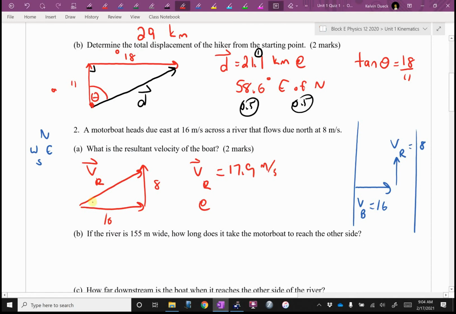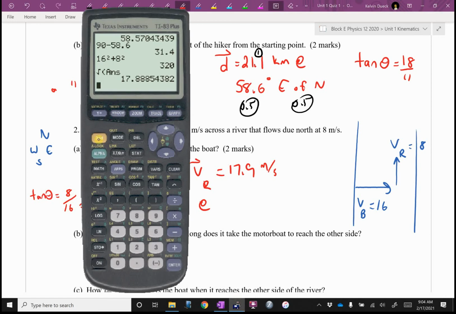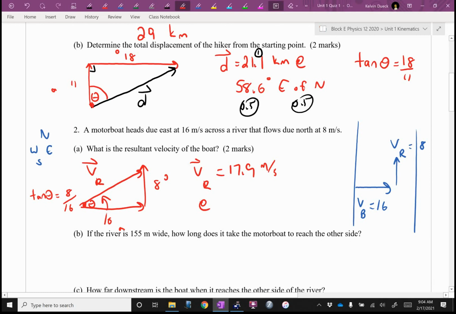Theta is going to go here. Color, color, color. Opposite, adjacent, tan theta equals 8 over 16. You get 26.6. I would take 27 degrees if you went to the nearest degree. 26.6 degrees. North of south, east of west, what of what? Is that north of east? I agree.